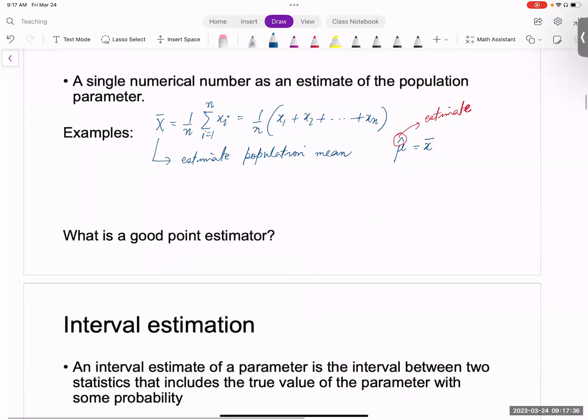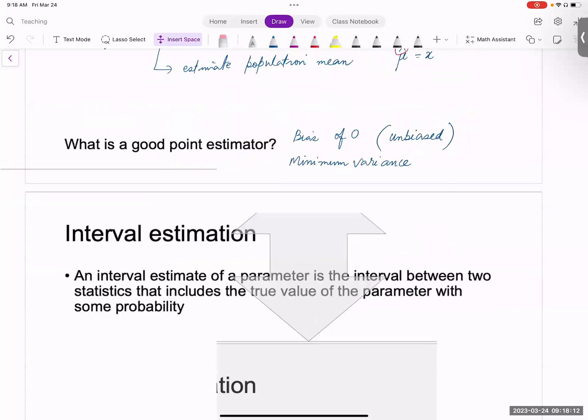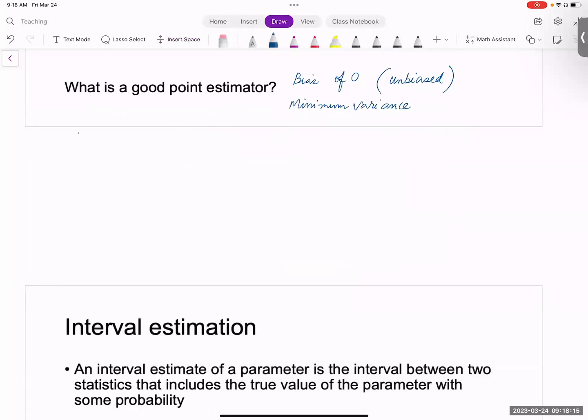To answer this question, we are not that much concerned again in this course, but you want to make sure that an estimator has a bias of 0 and has minimum variance. If there is an estimator for which bias is 0, in other words, is unbiased and has minimum variance, then that is usually a good point estimator, right? Now, I'm not going to go into the depths of this, but I want to quickly tell you what bias really is.